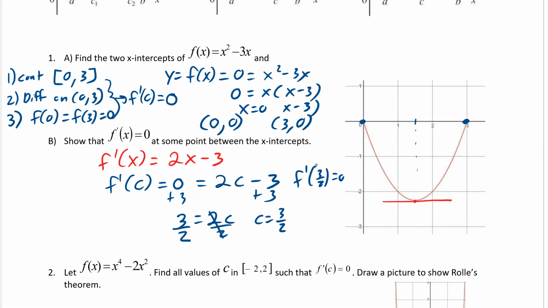And there it is. There's the 1.5. So right there, our c equals 3/2. And our f prime of c is equal to 0. That's all Rolle's theorem is stating. So one way to use it is that if you have 2 x-intercepts, you know there's a critical number in between if the function's continuous on that interval.